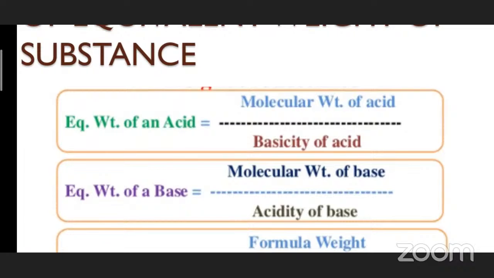So what is basicity? Let us define it. The number of replaceable H plus ions is called the basicity of the acid. So for HCl, the basicity is 1. How to calculate the equivalent weight of HCl? Molecular weight of HCl divided by 1. Another example, please make a note of it.